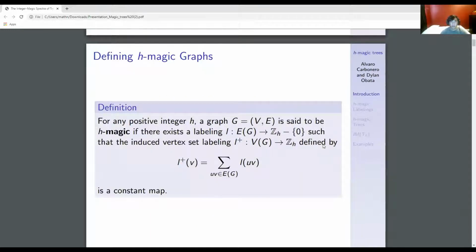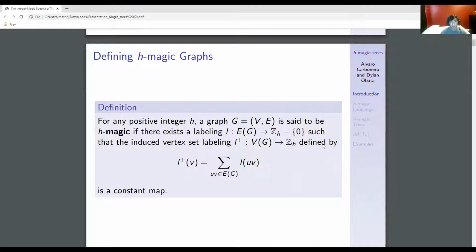For our research, all graphs are simple, finite, connected, and undirected. And so to begin our discussion on the integer magic spectra of trees, we first start off by defining what an H-magic graph is. So for a positive integer h, a labeling L is defined as a mapping from the edge set of a graph to the integers mod h, excluding 0. Provided a labeling for the edges, we can also define a labeling for the vertices as a mapping from the vertex set to the integers mod h.